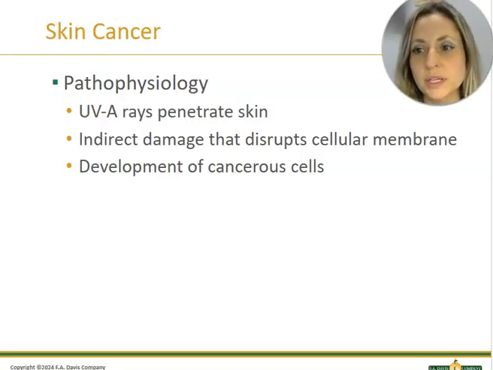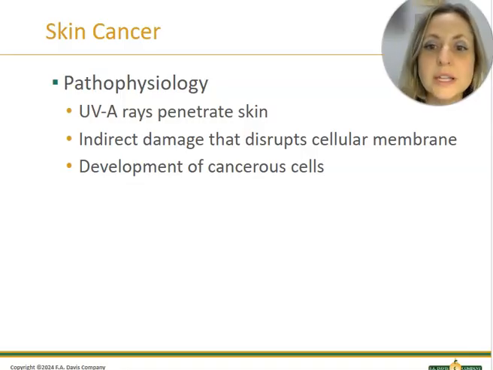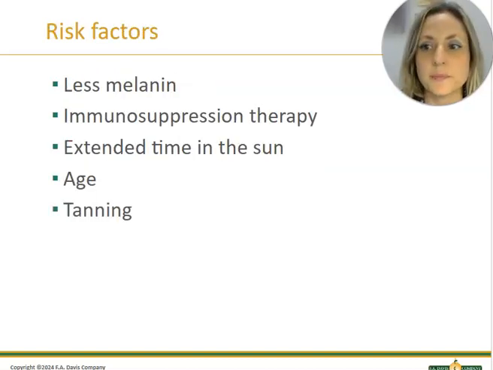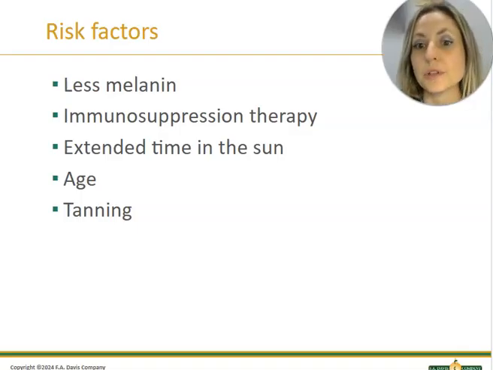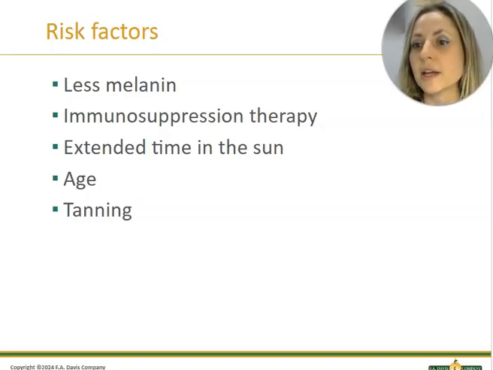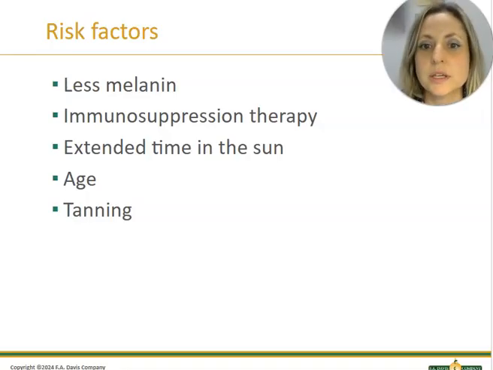So this mostly is as a result of exposure to UV light that damages the cell membrane and eventually over time can change the DNA of that cell, and then it just mutates and proliferates. So some risk factors would be less melanin in the skin. The more melanin you have, that kind of protects you from developing this.